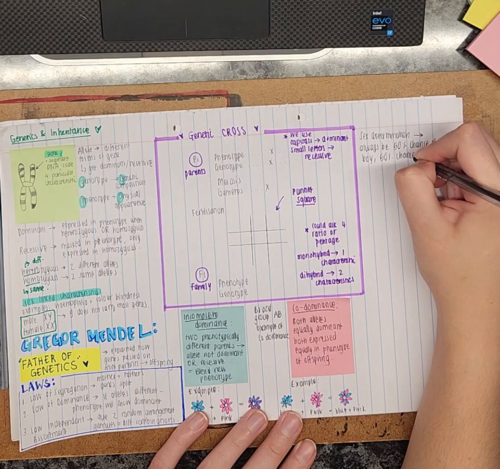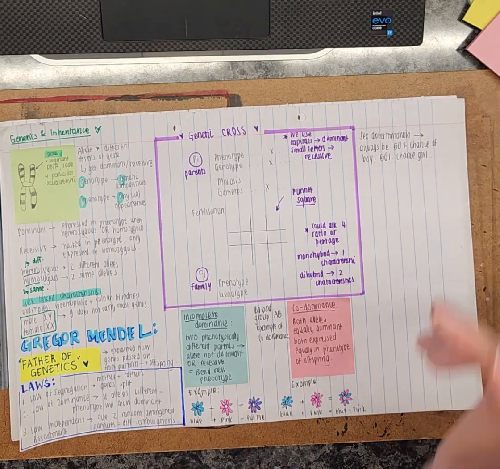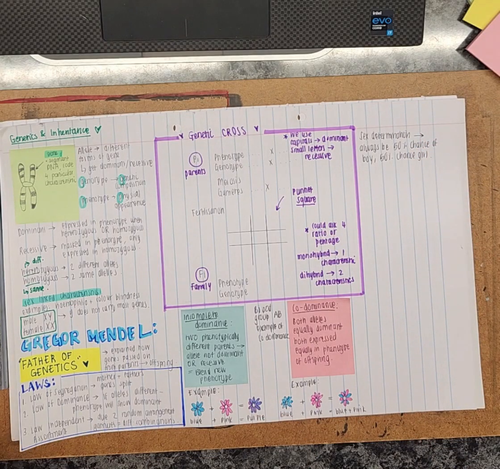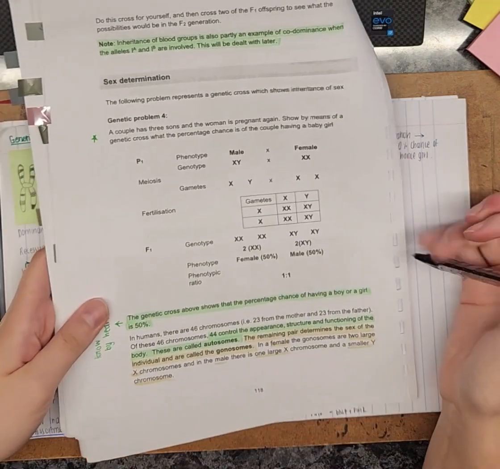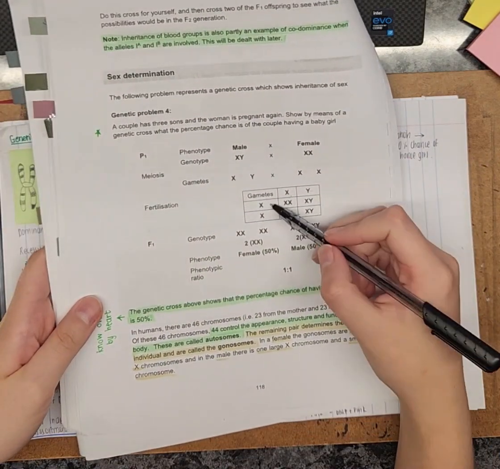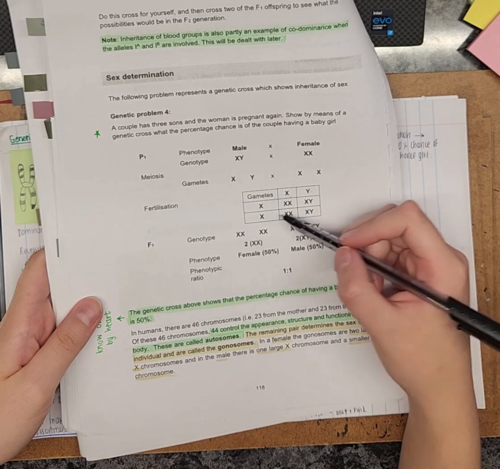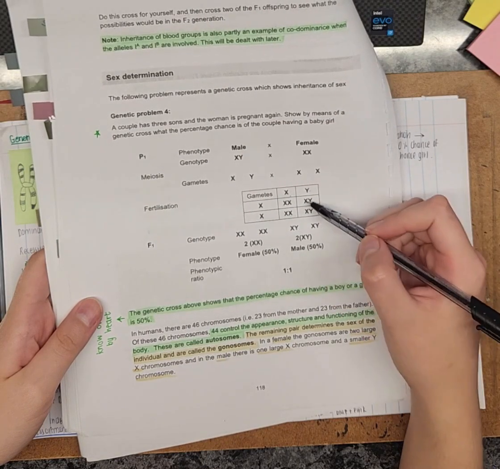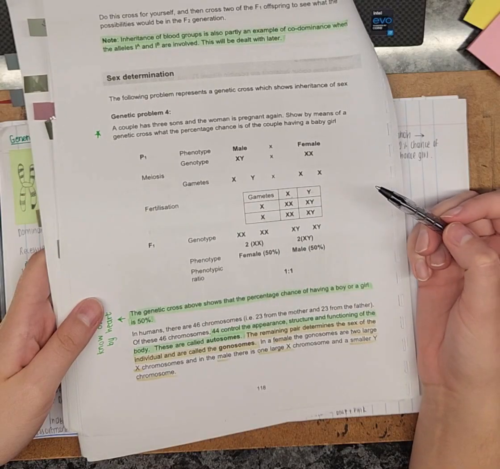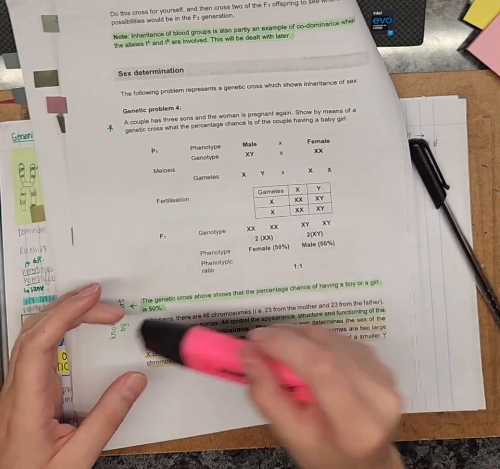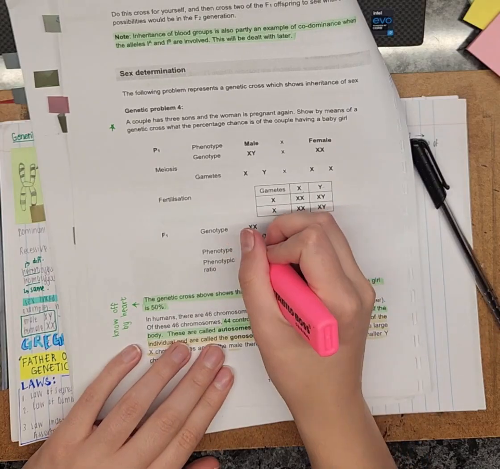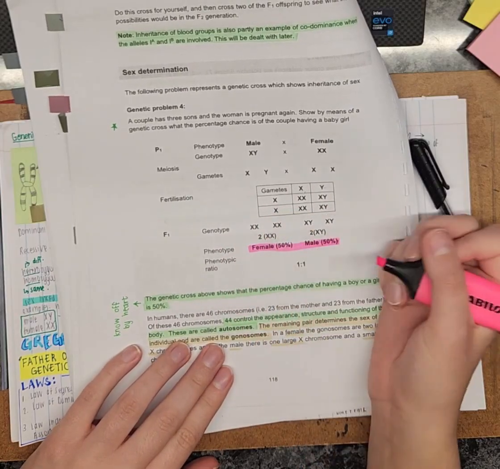Now we're looking at sex determination. This they will ask you in relation to a genetic cross. It's always 50-50, as you can see here, because it's XY and XX. There's always going to be two XX and two XY. So therefore, it doesn't matter. It's always a 50% chance of a female, 50% chance of a male.